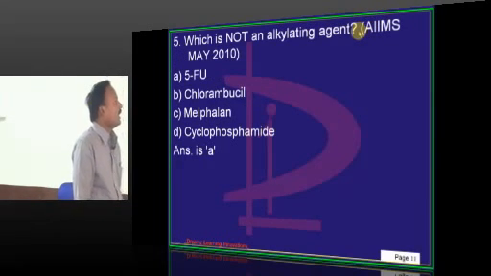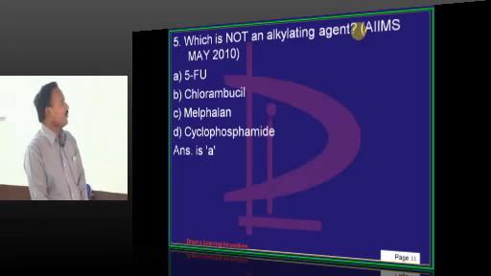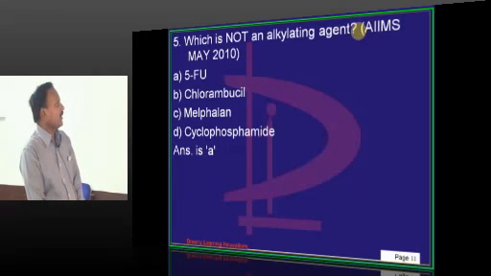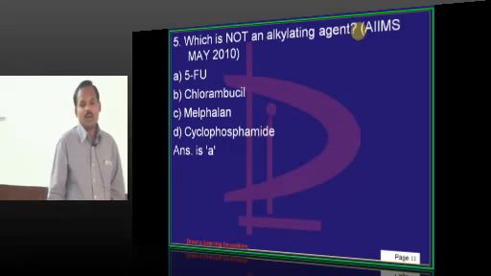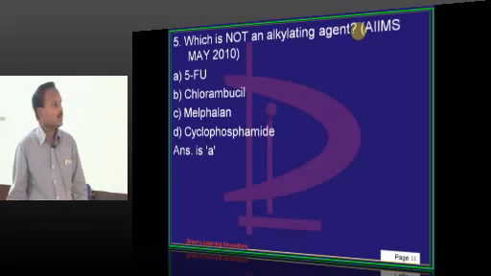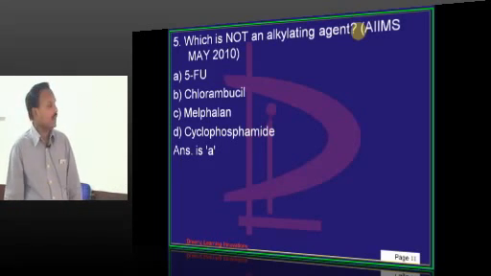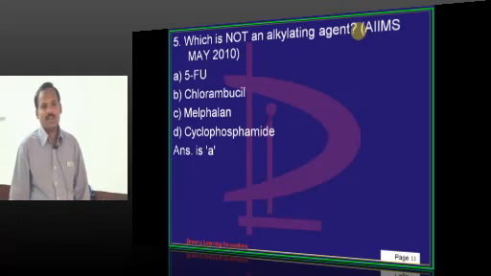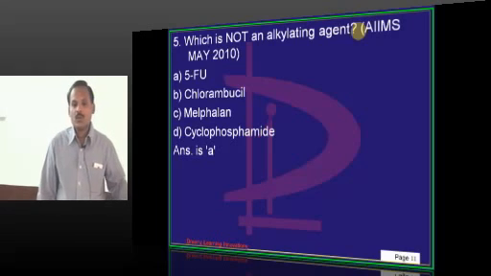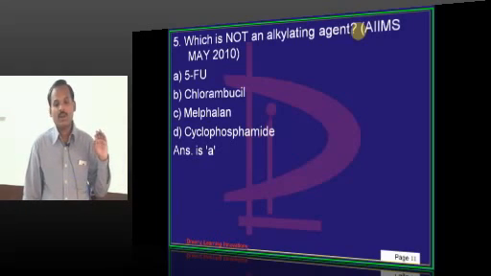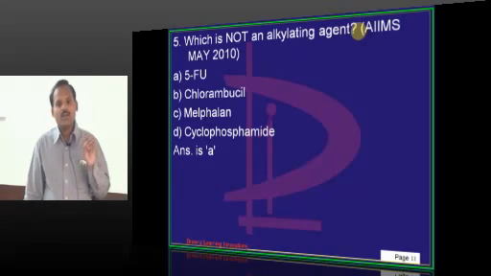Which is not an alkylating agent? 5-fluorouracil, chlorambucil, melphalan, cyclophosphamide. Chlorambucil is an alkylating agent, melphalan is an alkylating agent, cyclophosphamide is an alkylating agent, whereas 5-fluorouracil is an antimetabolite, because 5-fluorouracil will get converted to 5-fluorodeoxyuridine. 5-fluorodeoxyuridine will inhibit thymidylate synthase, and therefore, if thymidylate synthase is inhibited, thymidine will not be formed.